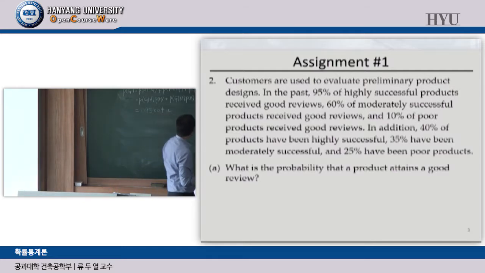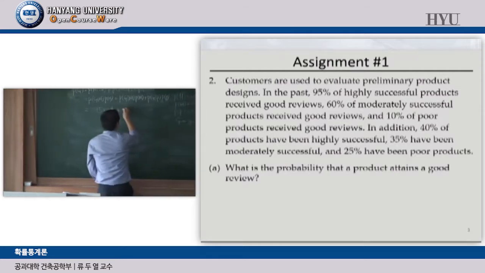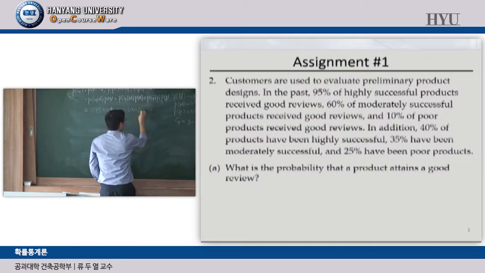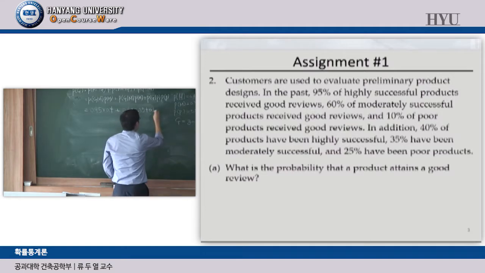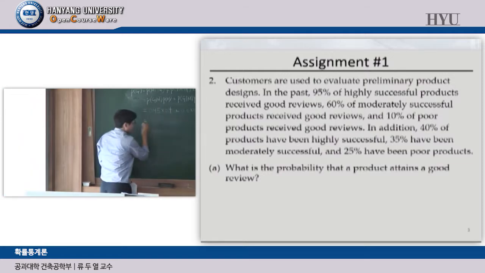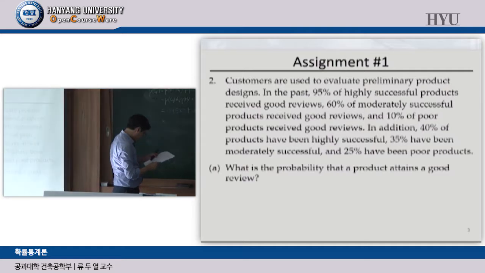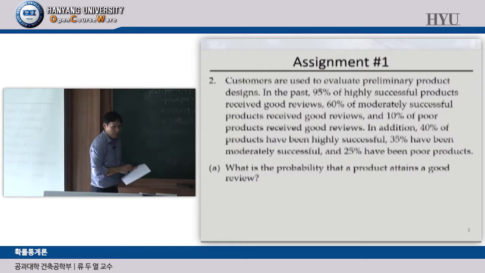Plus, what is the conditional probability of G given M? That is 0.6. 0.6 multiplied by 0.35, plus 0.1 here, 10%, 0.1 multiplied by 0.25. So if you solve this, we can obtain 0.615, okay? This is the probability of obtaining the good review.